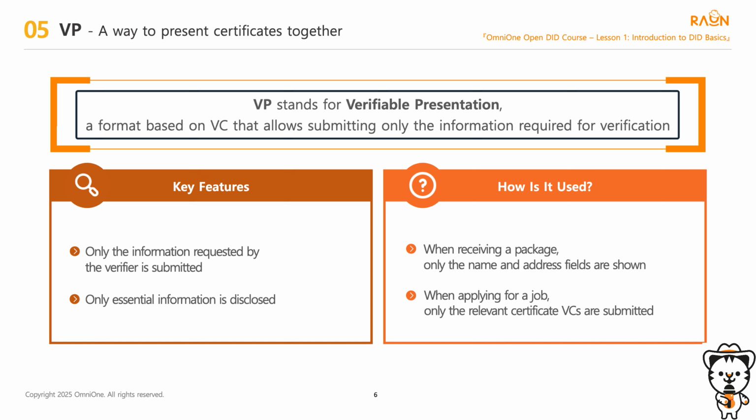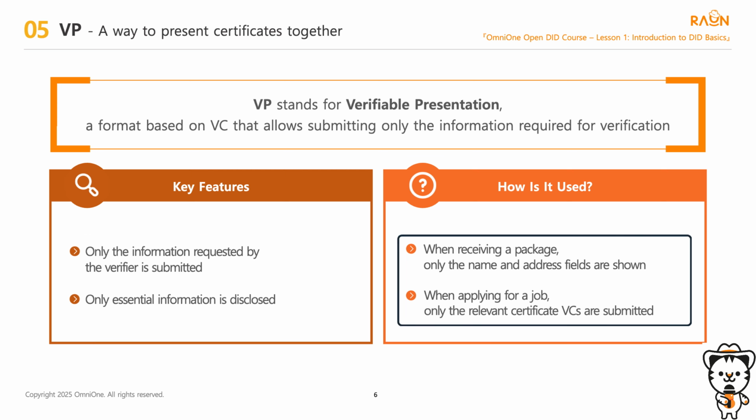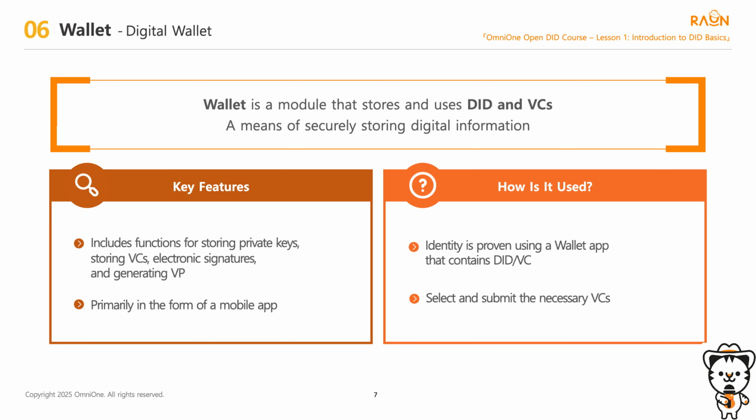Sometimes you'll need to submit multiple VCs at once, and sometimes just a selected few. The key benefit is that you can share only the information the verifier needs and nothing more. For example, when receiving a package, you might only share your name and address. No need to expose anything else. Or during a job application, you can submit only the VC that proves the relevant qualification. So, a VP is the format or method for submitting your VCs.